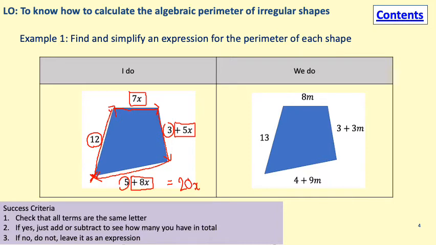Now I've just got to deal with my circle. So I've got positive 12, positive 3, which is 15, and then positive 5, which is 20. So it's going to be 20x plus 20. Now these two terms here can't be collected together, so that is it in its simplest form. So can you pause the video now and try and do the same for the we do? Give yourselves a minute.